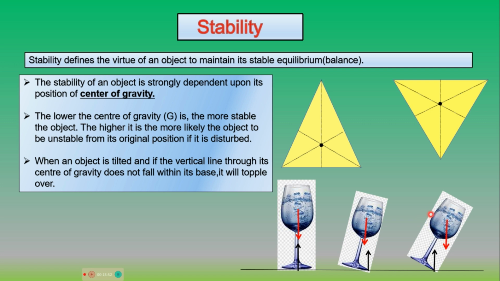Now if the glass is further tipped, its weight acts to the right of the pivot. So the weight produces a clockwise movement, and we can also see that the vertical line through the center of gravity, where the weight acts, does not fall within its base. This line is out of the base. While in the previous two conditions the line passing through the center of gravity lies within the base, in this case the line is out of the base, so it will topple over. The glass will not retain its equilibrium position; it will topple over.